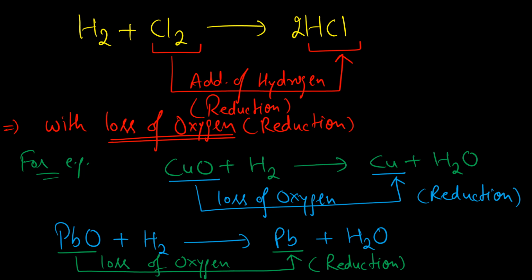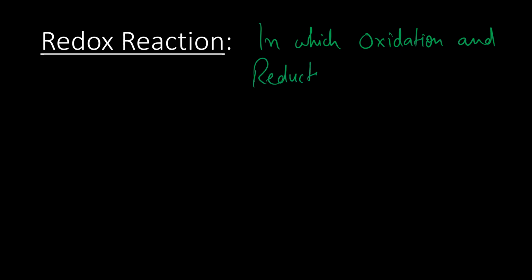Now let's discuss redox reactions. As we discussed previously at the very start of this video, what is a redox reaction? This is a reaction in which oxidation and reduction come together. Yes, so this is a reaction in which these two, oxidation and reduction, come together. That's going to be a redox reaction. Now let's see a few examples.